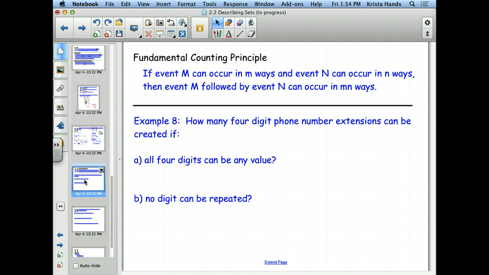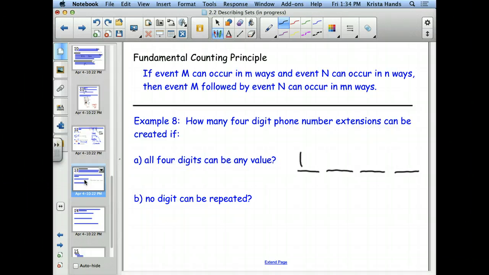So here's our example that gives us 4 digits. We've got 4-digit phone number extensions. So if you have 4-digit phone number extensions, there are 4 different choices that you have to make, right? How many different digits do we have in our number system? 10, because we get to include 0. So we have 10 different choices for the first digit.